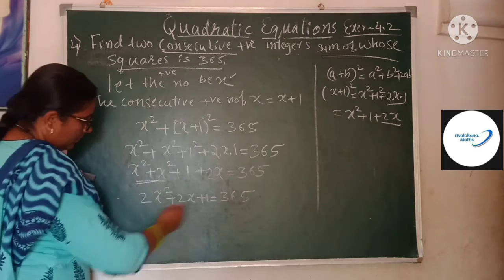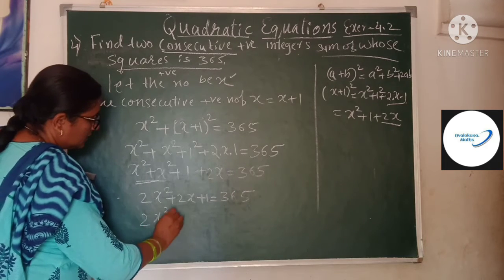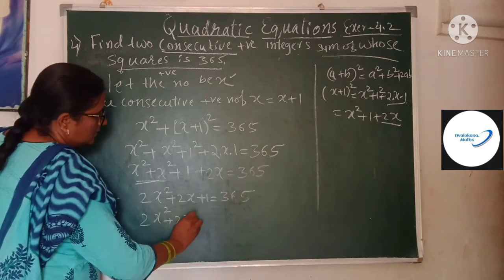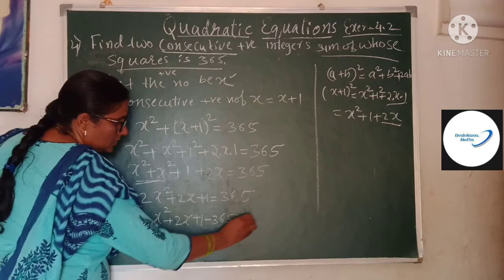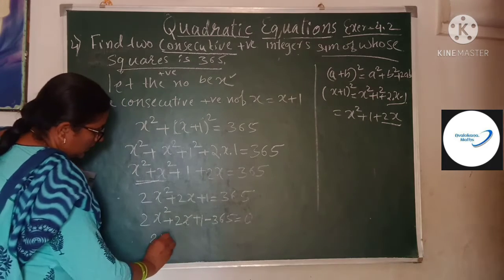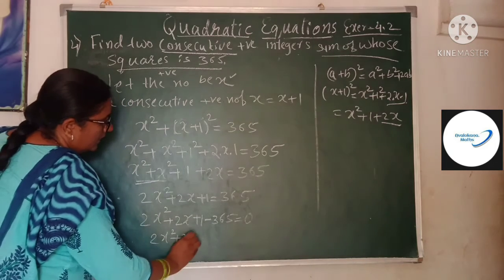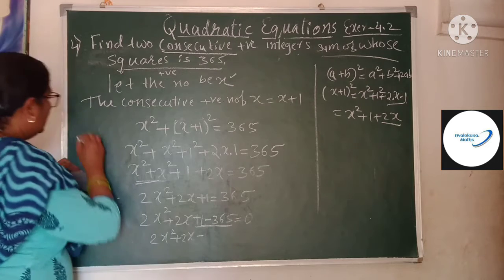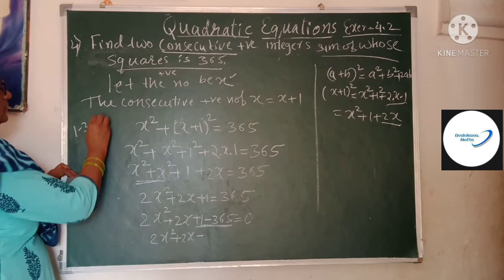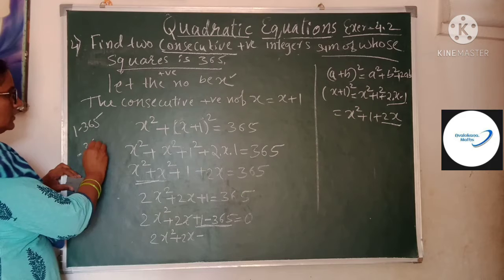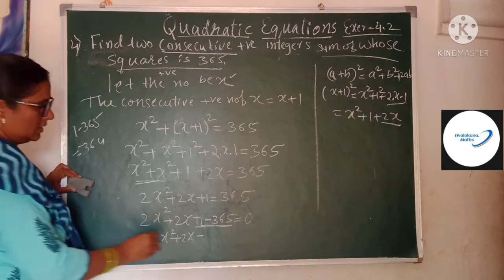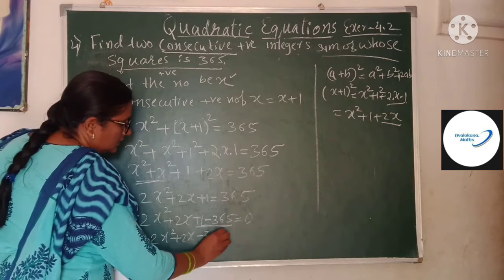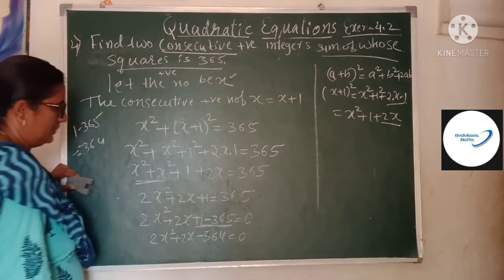Okay. Now bring it here. x² + 2x + 1 − 365 = 0. Then it is 2x² + 2x, and 1 − 365 is −364, with a negative sign as the bigger number has the minus sign. So you are getting −364 = 0.